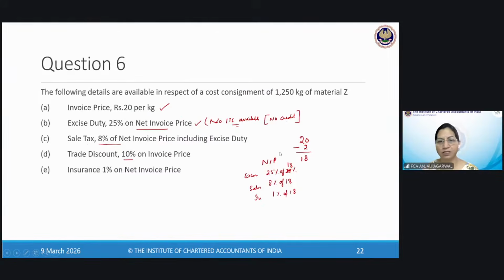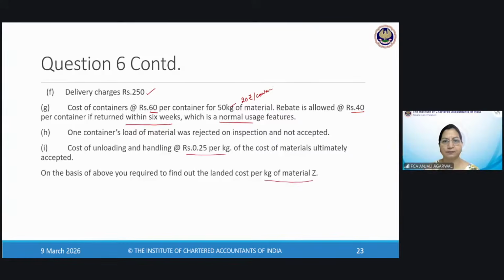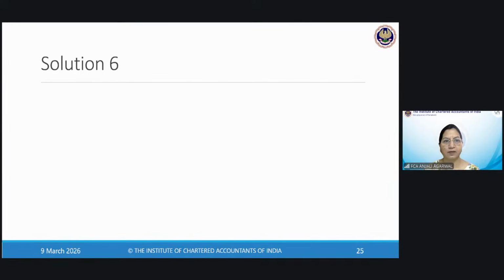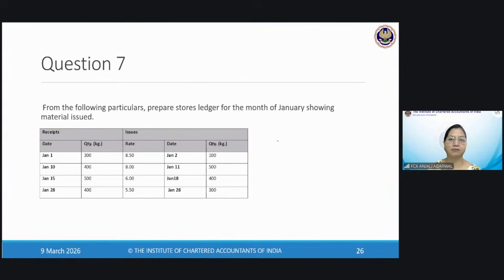So you will add all these costs, and 1250 kgs of raw material has been consigned, out of which one container is rejected. So you will find out the cost of 1200 kgs of raw material. And last, in material, you have pricing of issues.